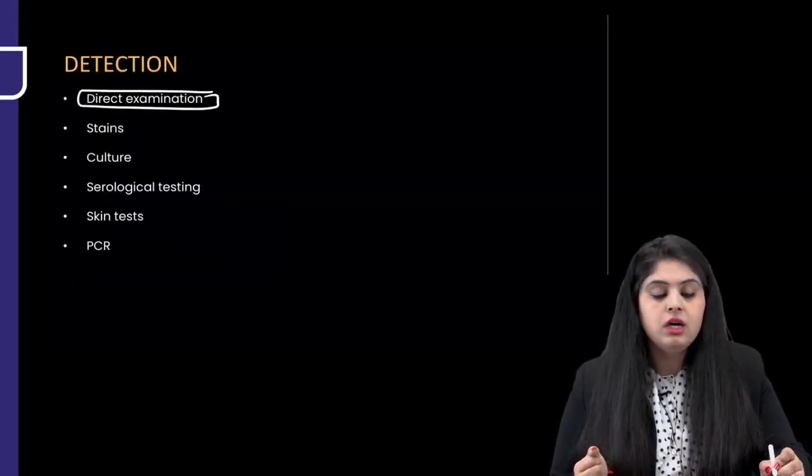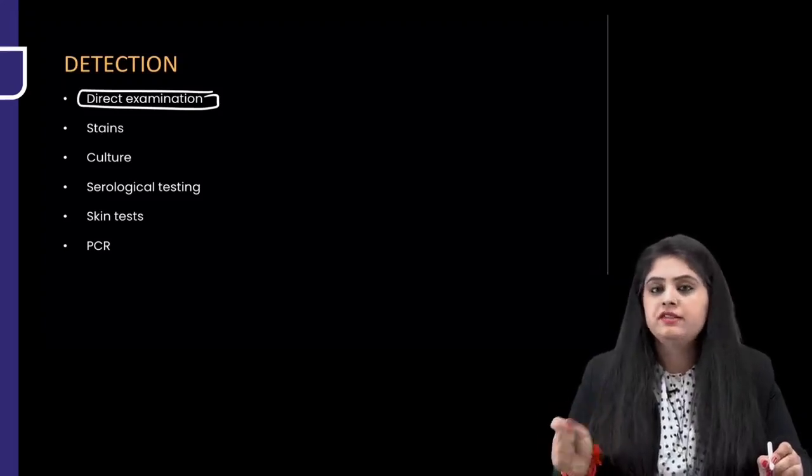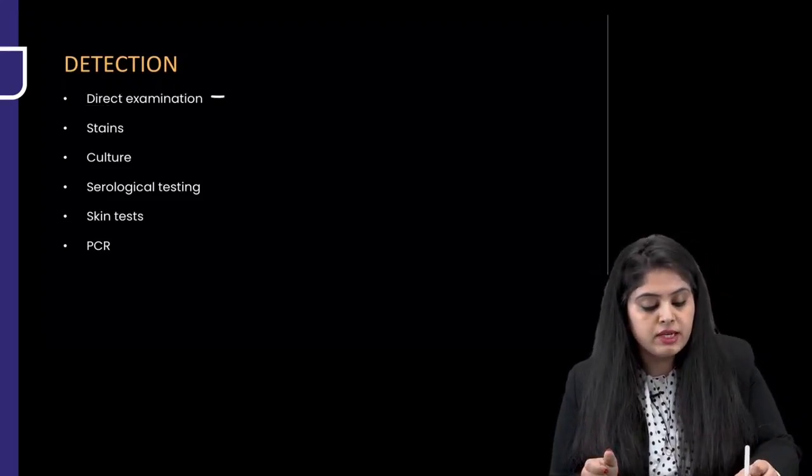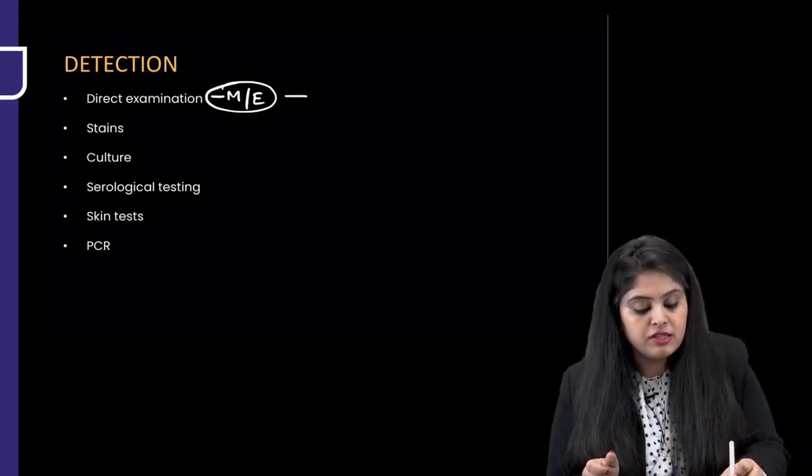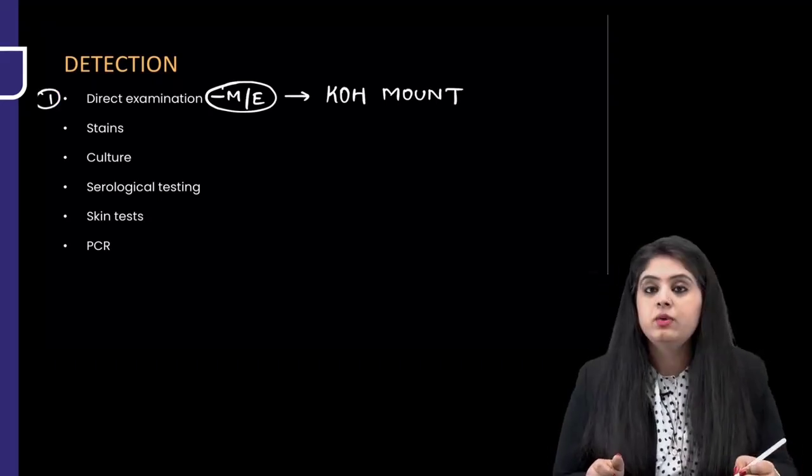Means you are going to just pick up whatever hair, skin and nail is there, and you're going to look at it under the microscope. Do you know how we do a direct examination? It is done by something known as a KOH mount. I'll first start with a KOH mount.